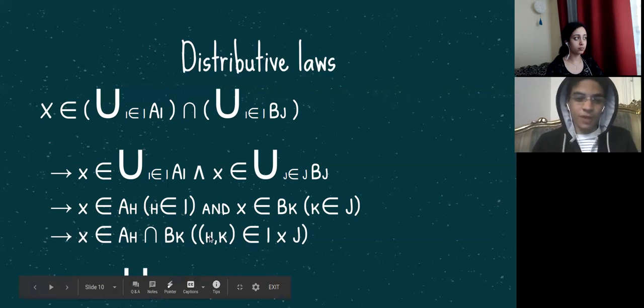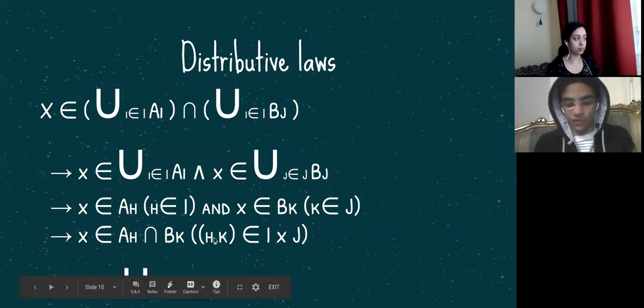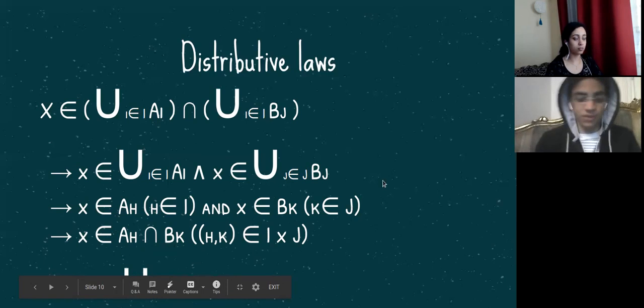So the whole idea is just substituting for classes, by understanding that A sub h intersection B sub k is in itself a class that can be represented differently. So I can just plug in the definition of the union back and substitute using this new class in the definition of the union.